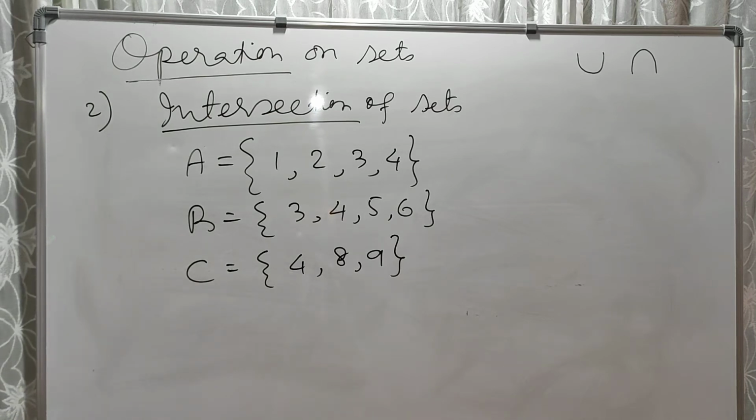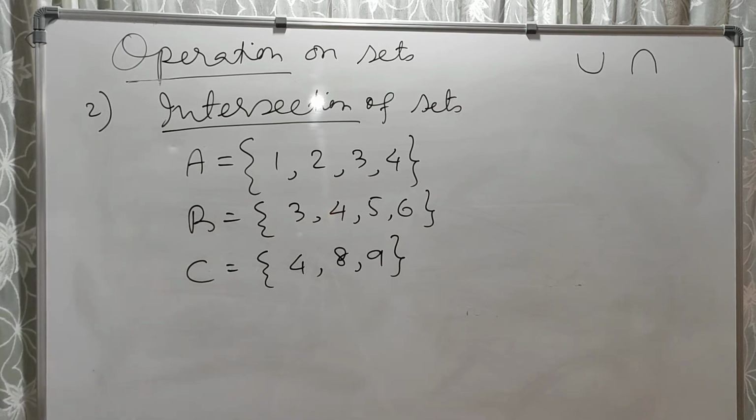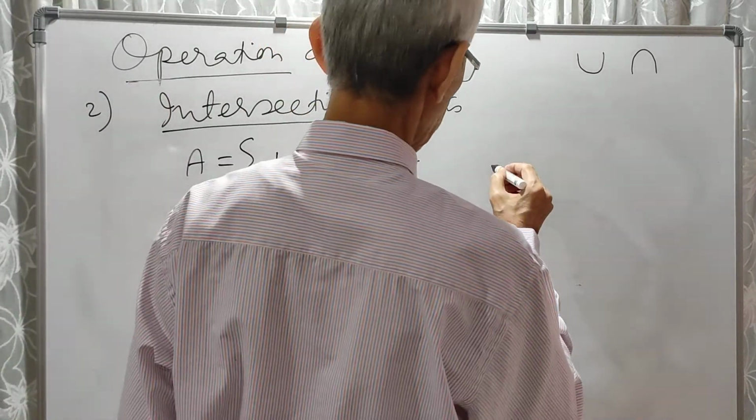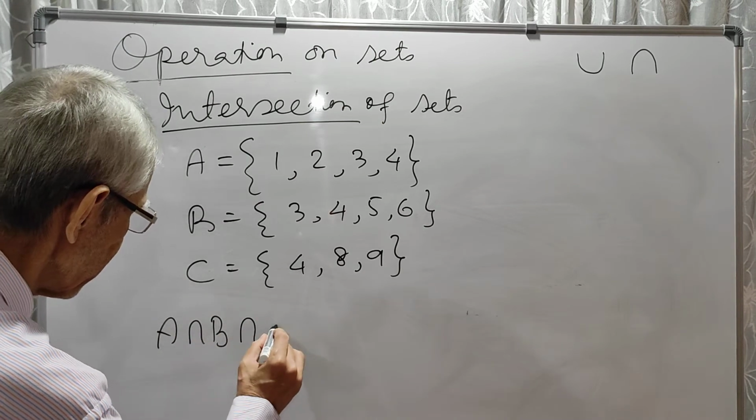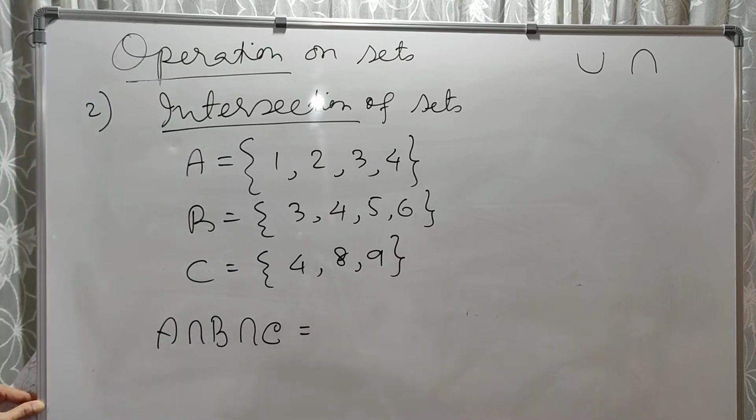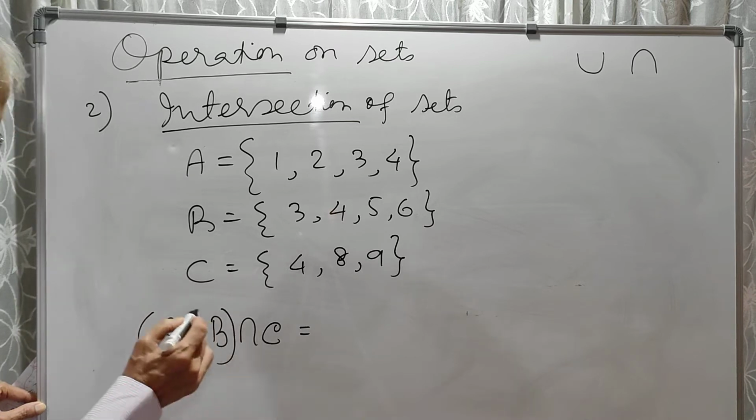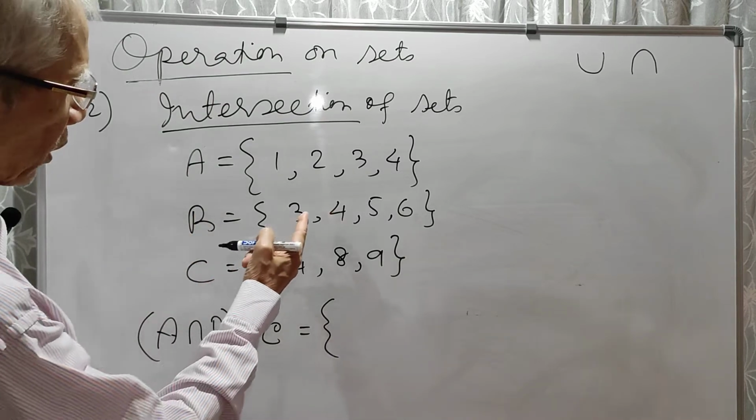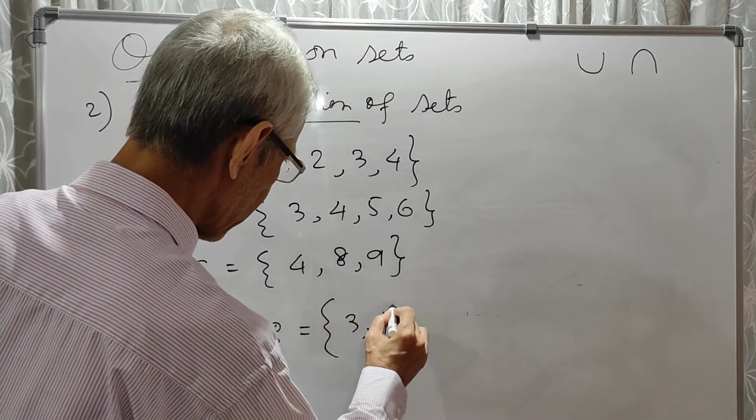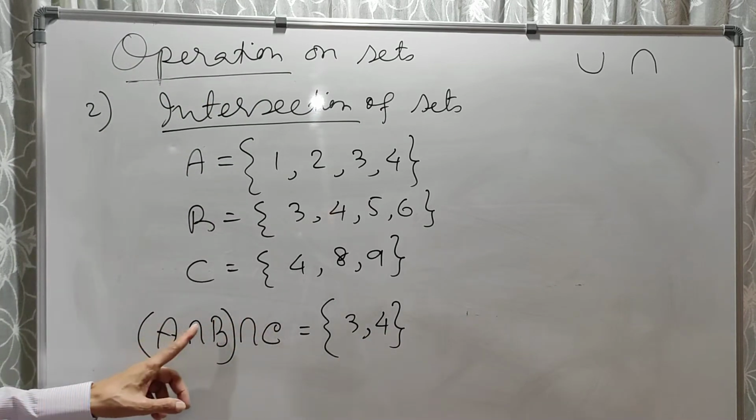Okay, all right. Now A intersection B intersection C. Suppose you have to show this one. A intersection B intersection C will be what? First of all let us see this part, A intersection B. Now A intersection B is which set? 3 and 4. You see, to find A intersection B intersection C, that means the common elements of A, B and C.